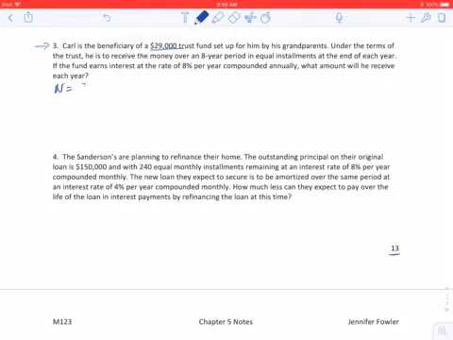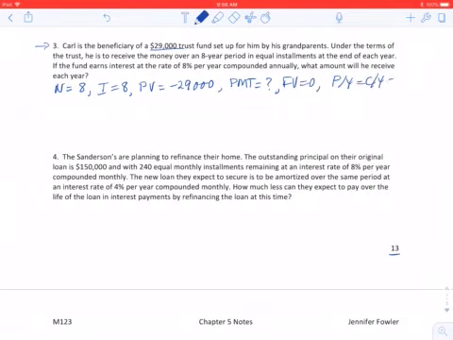The N is 8 years. I is 8%. The PV we said was $29,000. However, somebody had to deposit that money into the account. So money going in to the bank is negative $29,000. Okay? The payments that he will be receiving is what we're trying to find. The future value will be 0, and the PY and CY are both 1 because these are at the end of each year, once a year.